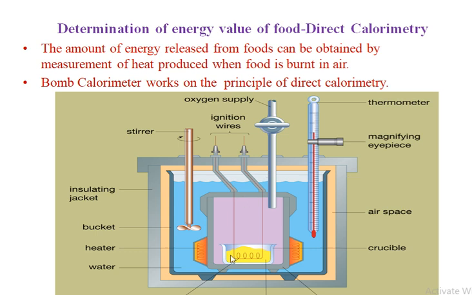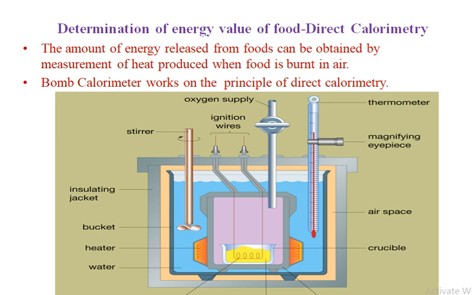This is called the bomb calorimeter. The outer layer of the bomb calorimeter is called the insulating jacket and the inner layer is called the bucket. The space in between the insulating jacket and the bucket is called the air space. Inside the bucket, 3/4 of the bucket should be filled with water. The 3/4 should be filled with water before going for determining the energy value of food.